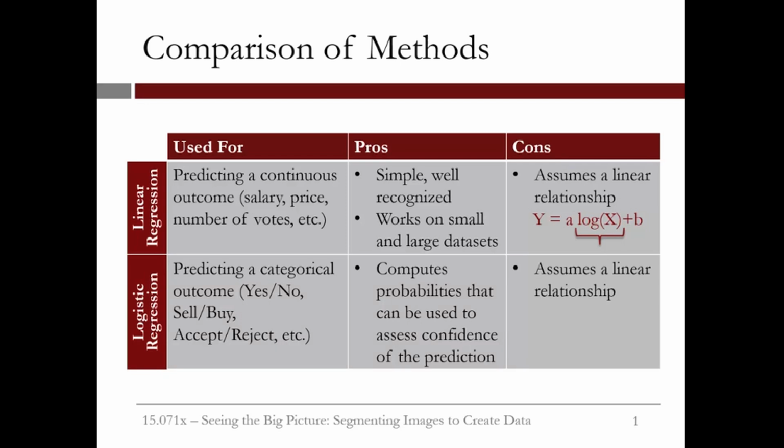Logistic regression is used to predict a categorical outcome. We mainly focus on binary outcomes like yes or no, sell or buy, accept or reject, and so on. We have seen it applied to predict the quality of care, good or bad, the winner of the US presidential election, Republican or Democrat, parole violation and loan repayment, yes or no. In addition to its relative simplicity, logistic regression computes probabilities that can be used to assess the confidence of our prediction. The downside is again similar to that of linear regression.